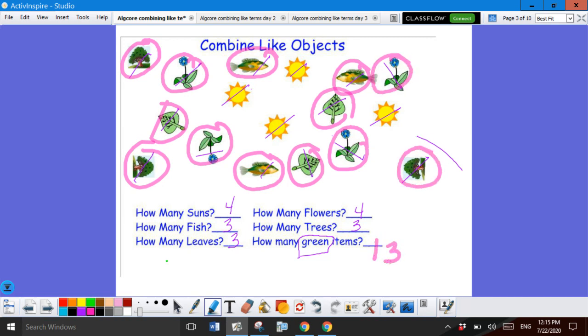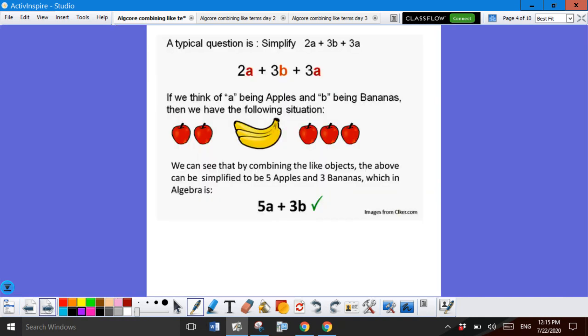So I just combined like terms. I started by putting all the suns together and all the fish together. And then I made it even more broad and said anything that is green needs to go together. And I'm just adding, okay? So here's another way to think about this.